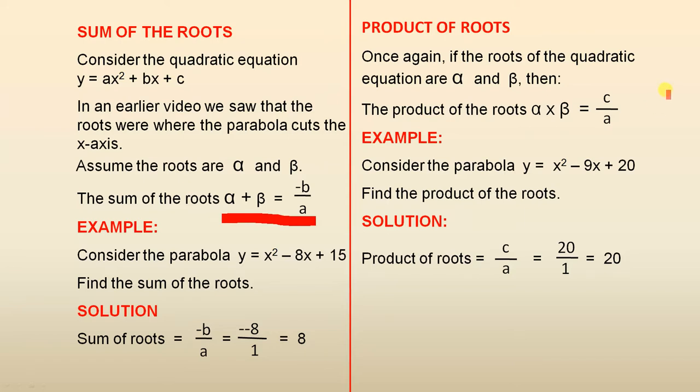The product of the roots. Once again, if the roots of the quadratic equation are alpha and beta, then the product of the roots, alpha times beta, gives you c over a. Consider the parabola y equals x squared minus 9x plus 20. Find the product of the roots. So the product of the roots is c over a, which is 20 over 1, and that gives you 20.